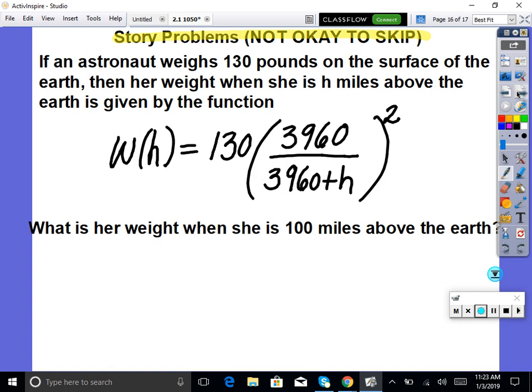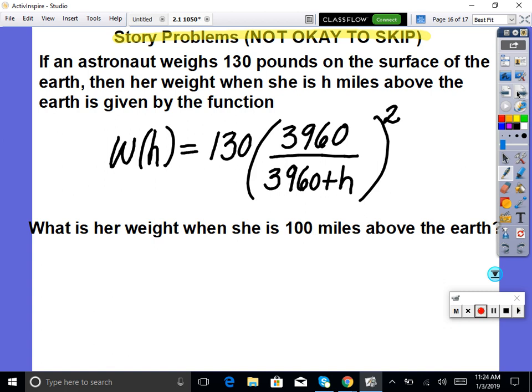Look how easy it is. Read it. If an astronaut weighs 130 pounds on the surface of the Earth, then her weight when she is h miles above the Earth is given by the function w of h equals this. What is her weight when she is 100 miles above the Earth? Where are you going to plug in 100? To h. So is it hard just because it has words? No, so don't make it hard.